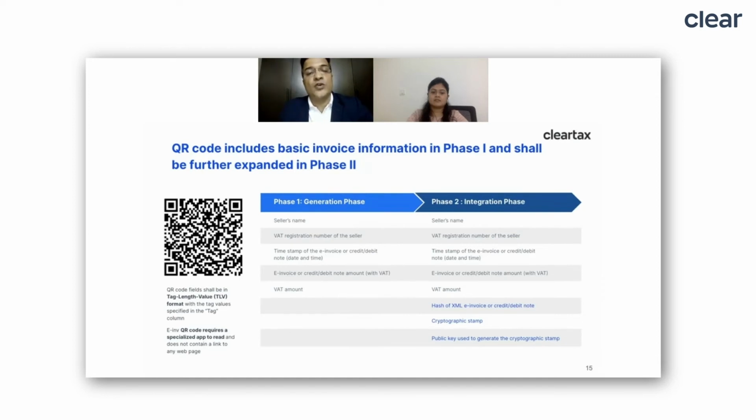When we talk about the generation phase, Phase 1, you need to capture the seller name, VAT registration number, date and time, e-invoice or credit note value including VAT, and the VAT amount. These are the five mandatory fields that should be present in the QR code. And when we talk about Phase 2, which is the integration phase, these five fields we discussed will always be there. Apart from that, the hash of the XML, the cryptographic stamp, and the public key used to generate the cryptographic stamp would need to be present.